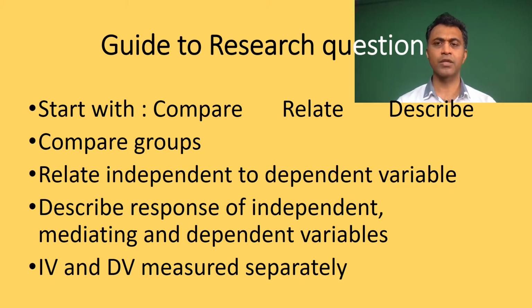The third type of research question is a descriptive research question. How do students rate on clinical thinking? So it is a description of the variable. On the aspect of clinical thinking, how do the students rate? What is the gender prevalence of caries in 5-year-old children in Malaysia? It is based upon an outcome variable. So a descriptive question describes responses of independent, mediating, or dependent variables. Remember that when you frame a research question, the independent variable and the dependent variable should be measured separately.